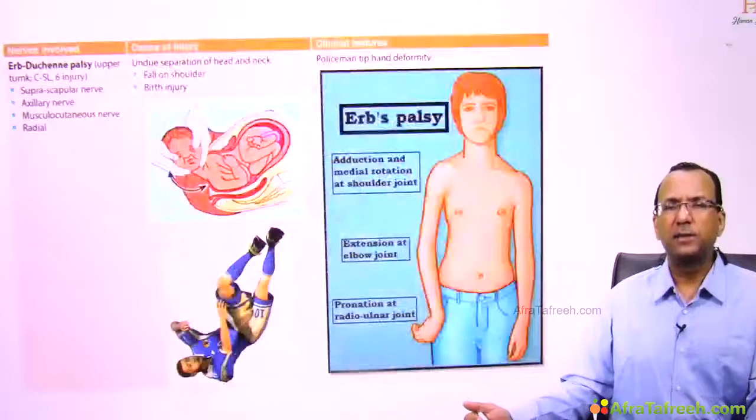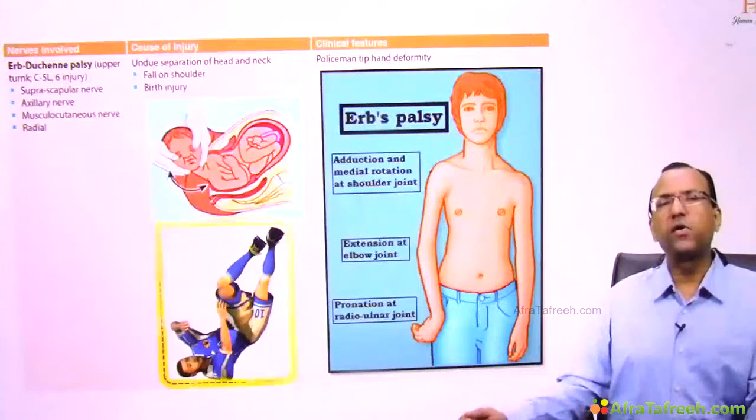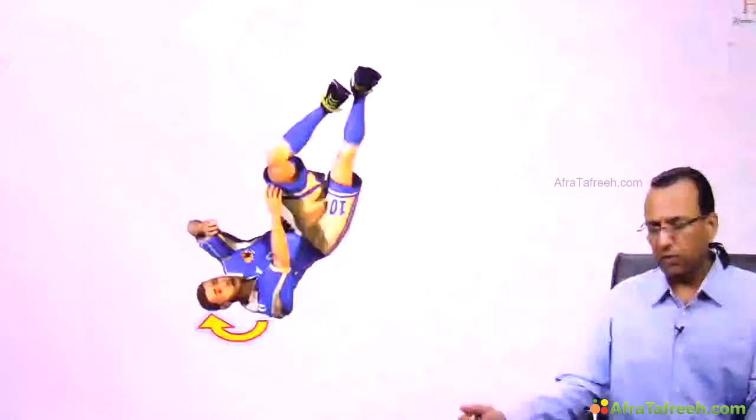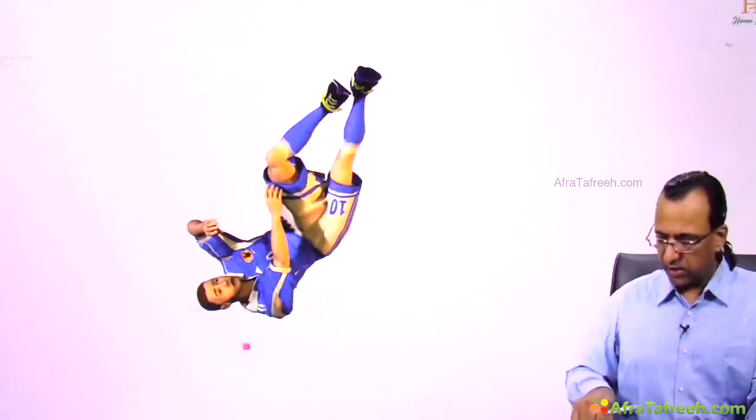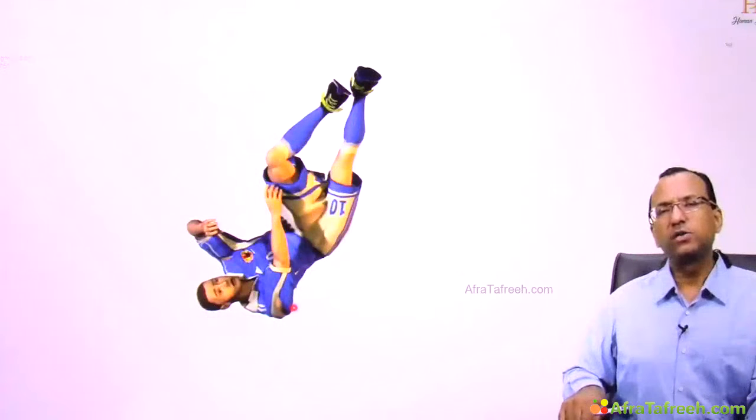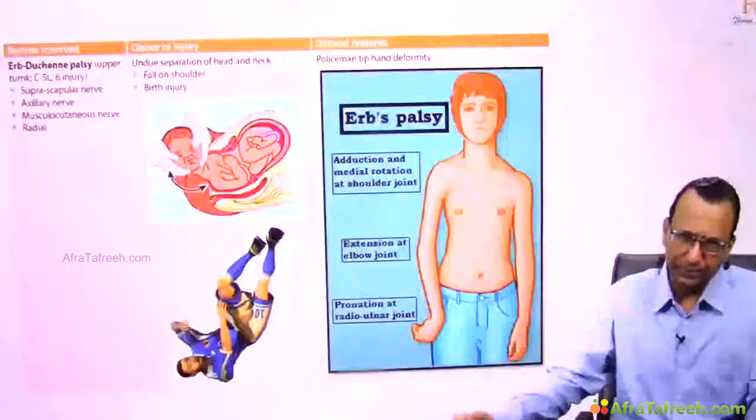Similarly, there is sports injury. What happened? There was a fall on the shoulder. And what will happen when there's a fall on the shoulder? Again, undue separation of the head and shoulder. So when there is an undue separation of head and shoulder, which trunk is pulled? The upper trunk is pulled. So that is Erb's palsy.